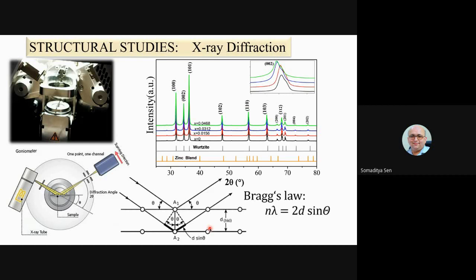A dopant can change the lattice parameters to some extent, but it cannot entirely change the structure of the material. If it has changed the structure of the material, then it is no longer a dopant. It is a new material. Now, this is a picture of the instrument that we have in our lab.